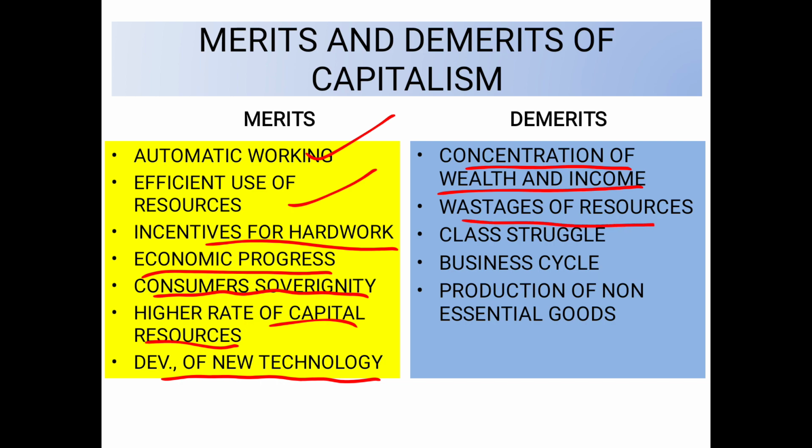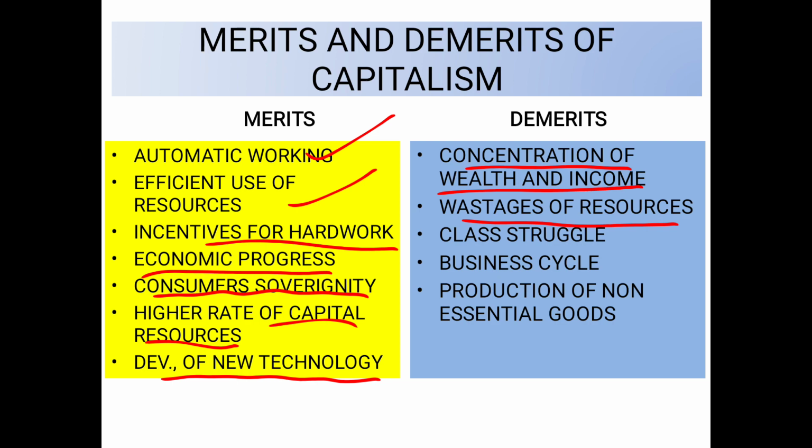Next one is wastage of resources. Since we have a large amount of resources, what is happening? There is competition. Sometimes we do not use that resource to the fullest extent because we go for a technological transformation. When we go for transformation, certain resources are not required when new technologies come in.